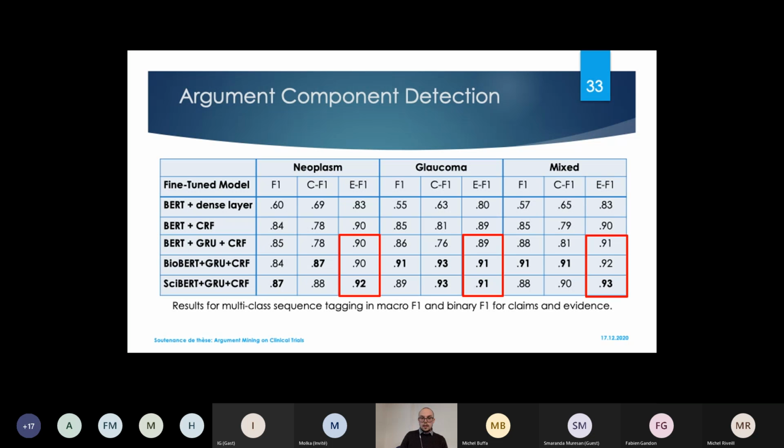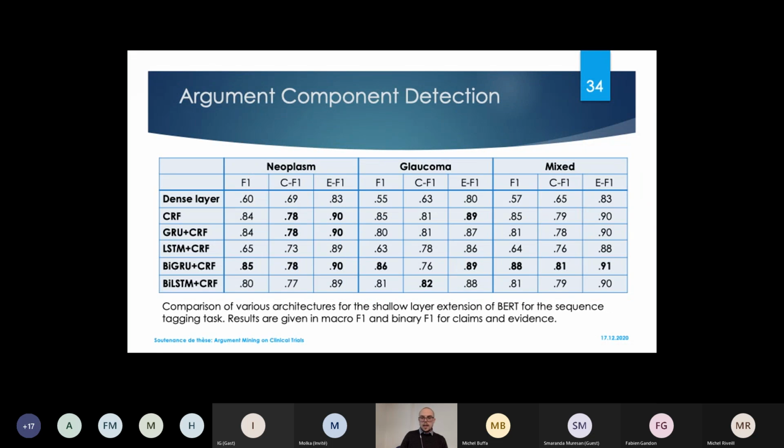Especially if we look at the evidence here. So meaning that there might not be so much domain knowledge required to detect evidence. And then we have the experiments on various shallow layers of BERT to make it compatible with a sequence tagging approach. And here we can see that, as I stated before, the conditional random fields improve the performance.